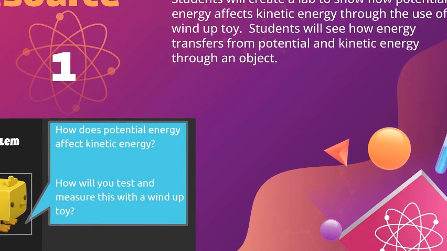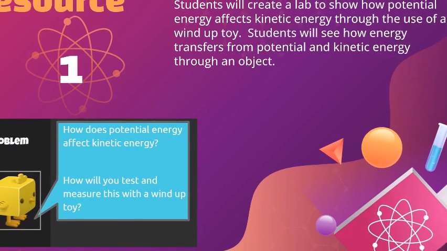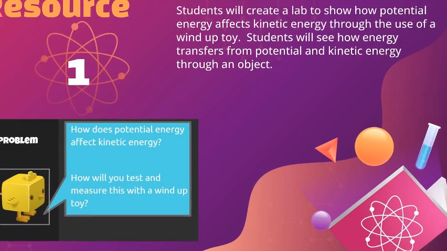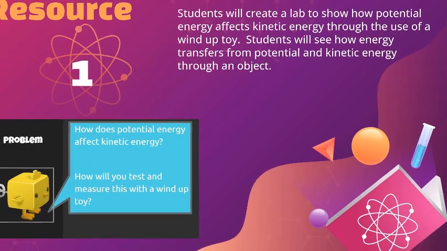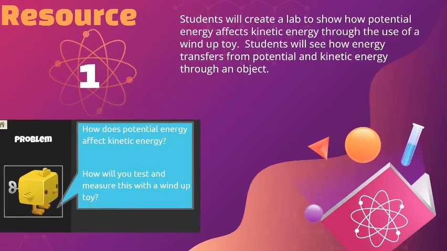Resource 1. Students will create a lab to show how potential energy affects kinetic energy through the use of a wind-up toy. Students will see how energy transfers from potential and kinetic energy through an object. There's a link in the slides to the lab.